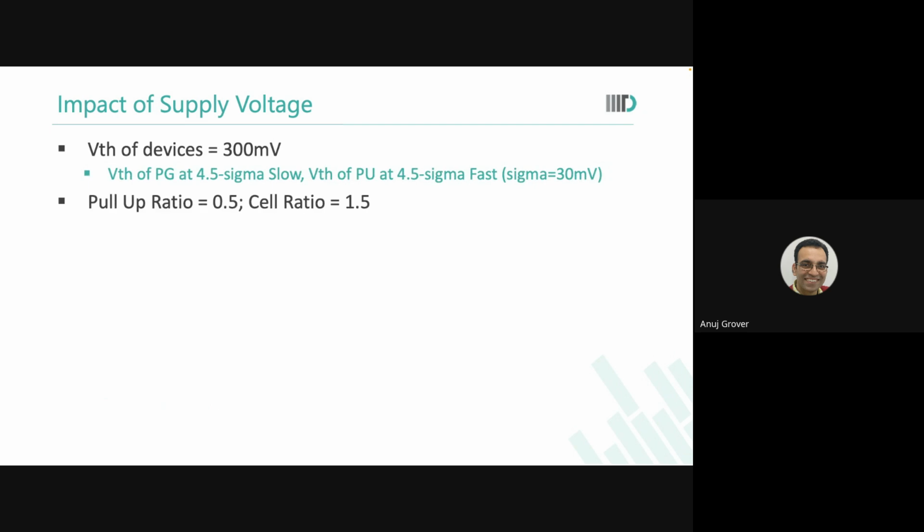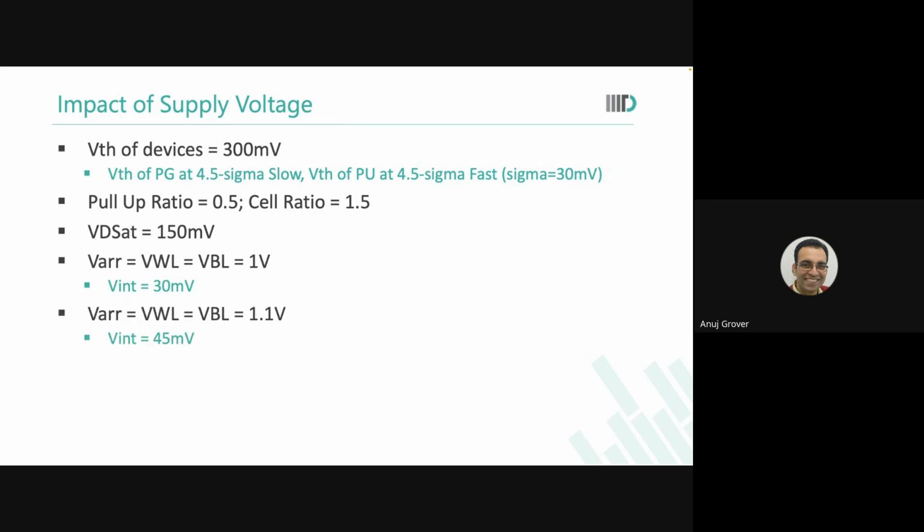Then supply voltage. What would happen if supply voltage reduces? See, जब VDD बड़ा होगा तो खराब हो रहा है, but you see VDD कम गया तो भी खराब हो गया. Remember I told you that as you reduce the supply voltage, both stability and writability go for a toss. That is evident over here.